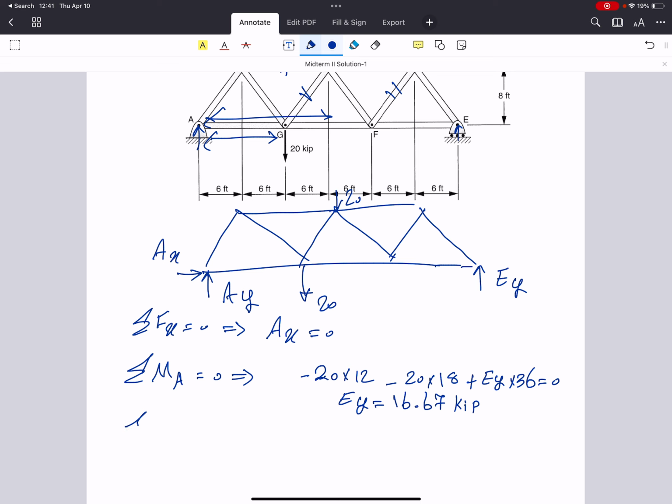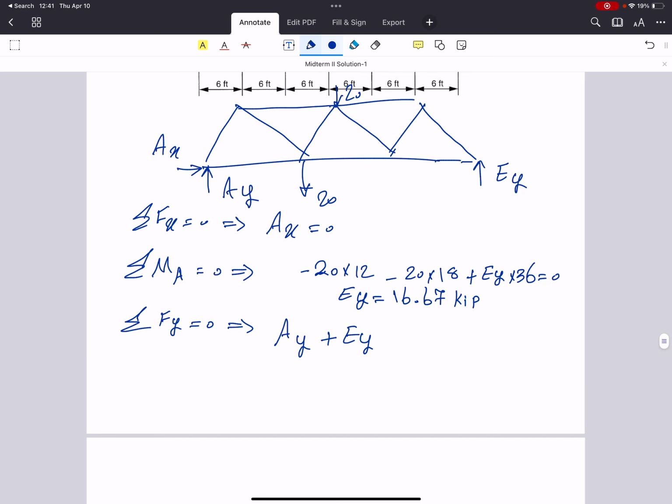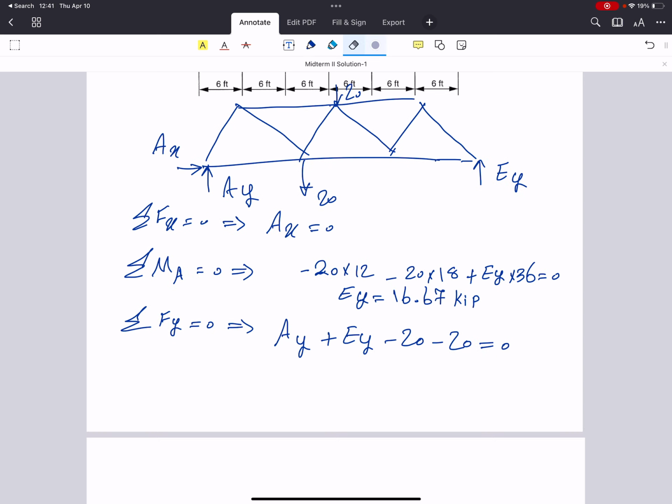What else? Then we can use Fy equals 0, AY plus EY. Then we have 24. My AY is 23.30.